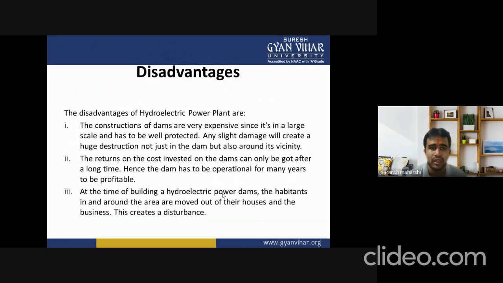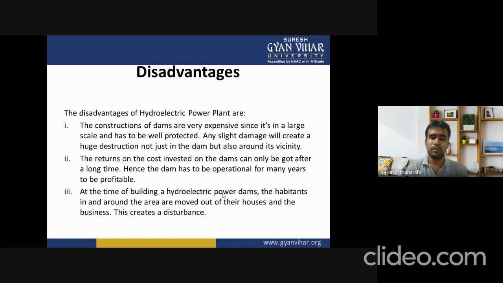Now we will discuss some disadvantages. The disadvantages of the hydroelectric power plant are: first, the construction of dams is very expensive since it is on a large scale and has to be well protected. Any slight damage will create huge destruction, not just in the dam but also around its vicinity. The returns on the cost invested in the dams can only be got after a long time. Hence, the dam has to be operational for many years to be profitable.